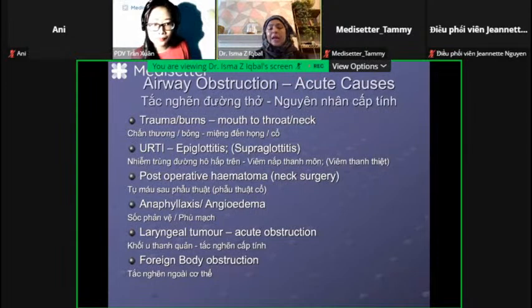The next thing is anaphylaxis, so angioedema, which is an allergic reaction to either something that is in the environment or something that's been ingested.